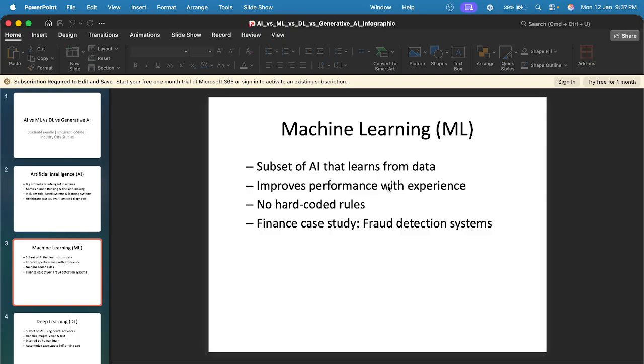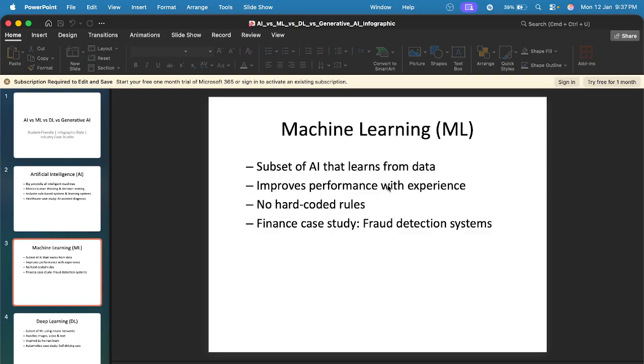I can cut the lines from the machine learning part, because it's a very simple thing. What is machine learning? Machine learning is a subset of AI. It learns from data and improves performance with experience. There are no hard coded rules, so these 2 to 3 lines you need to remember.